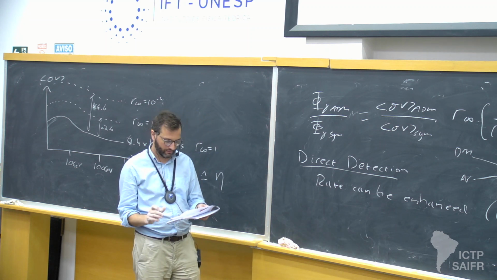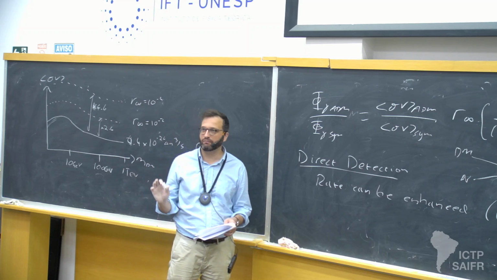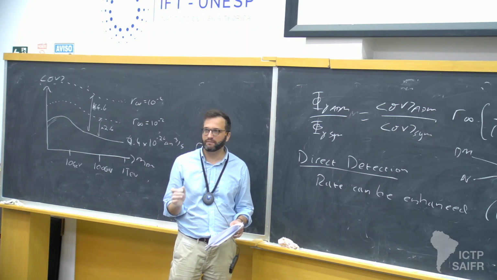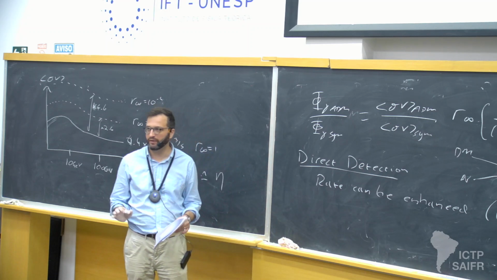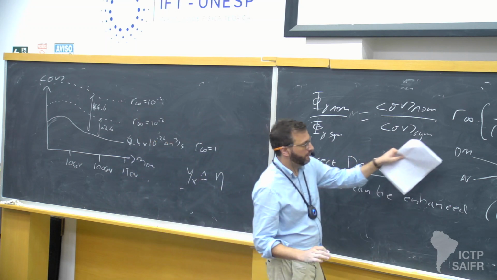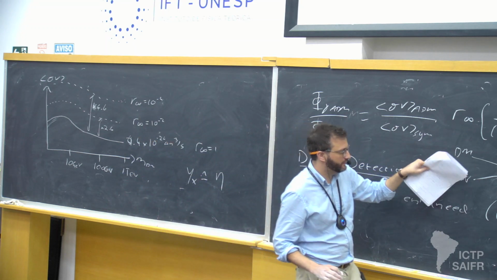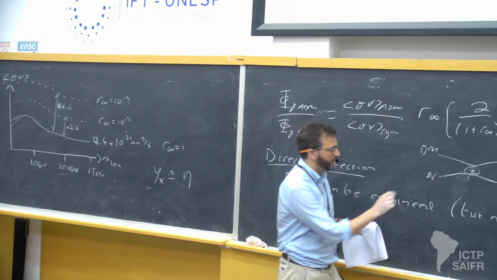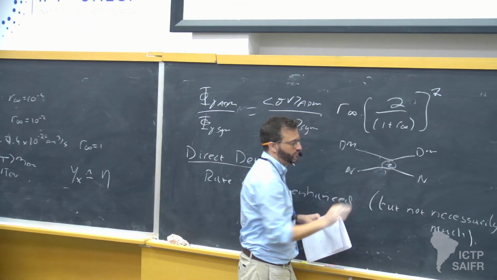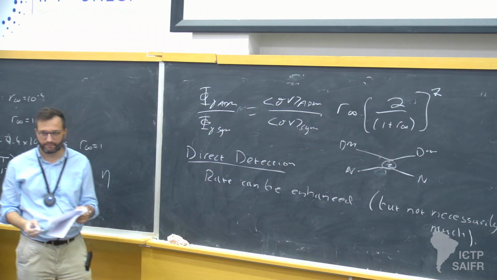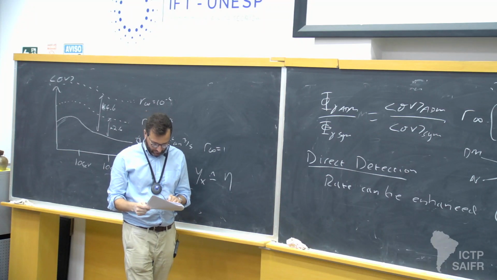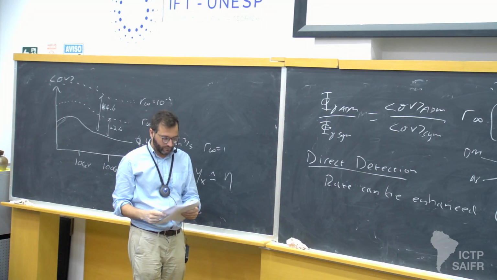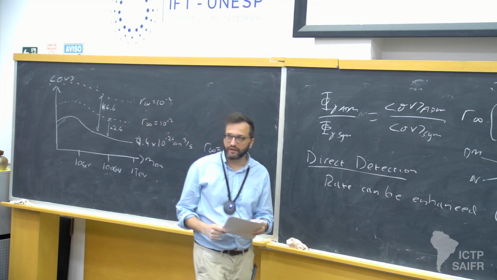You can also get exotic signals, which I'll talk about tomorrow, such as induced nucleon decay, when the dark matter carries some baryon number, some dark baryon number, and this induces a nucleon decay instead. Okay, and that's it for today, so thanks.